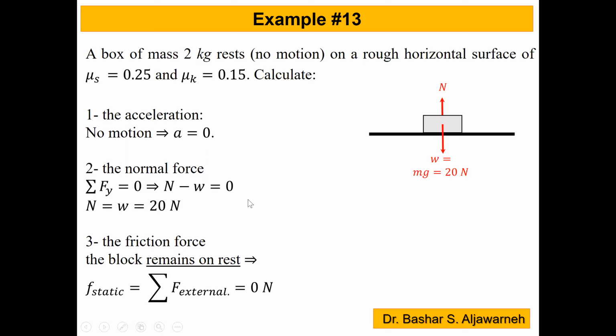But the friction force here is equal to the summation of the external forces. We cannot say F static equals mu s n. There is no motion, so we are talking about the first scenario, the static force only, not the maximum value of the static force. So since there is no external force, the F static equals 0 Newton.